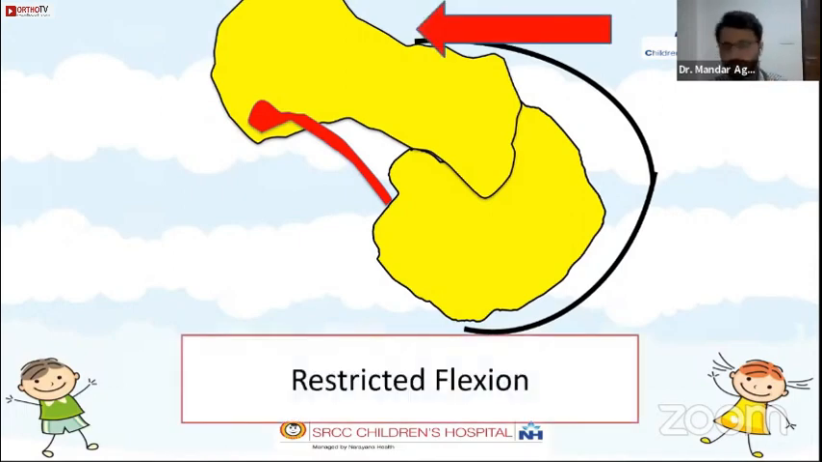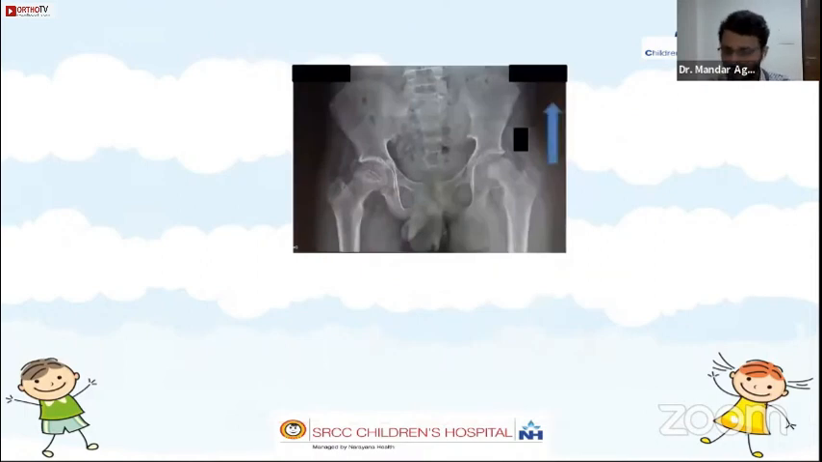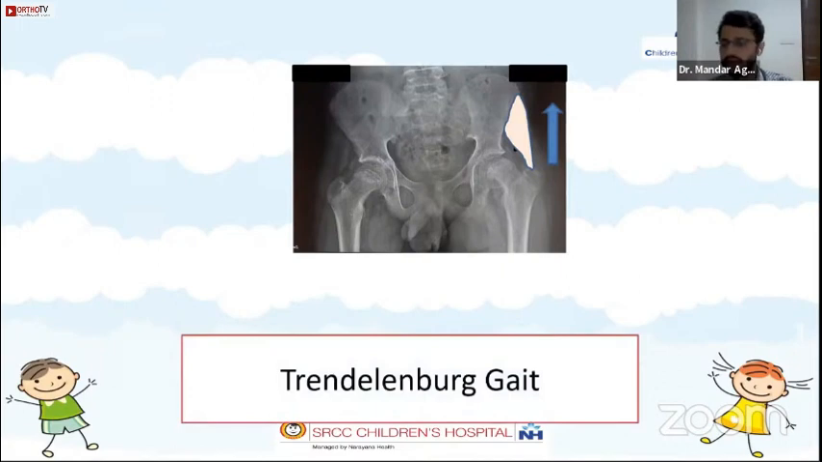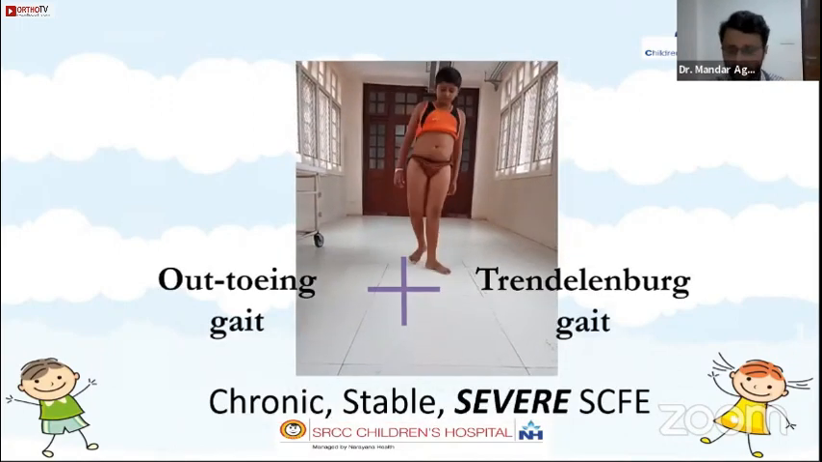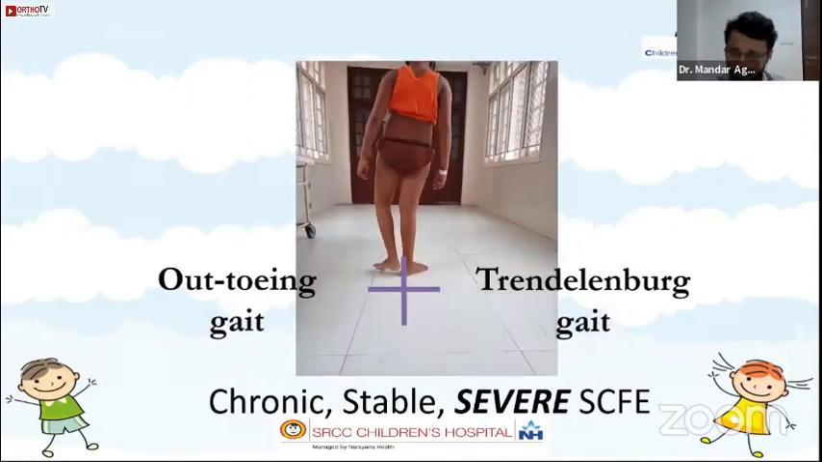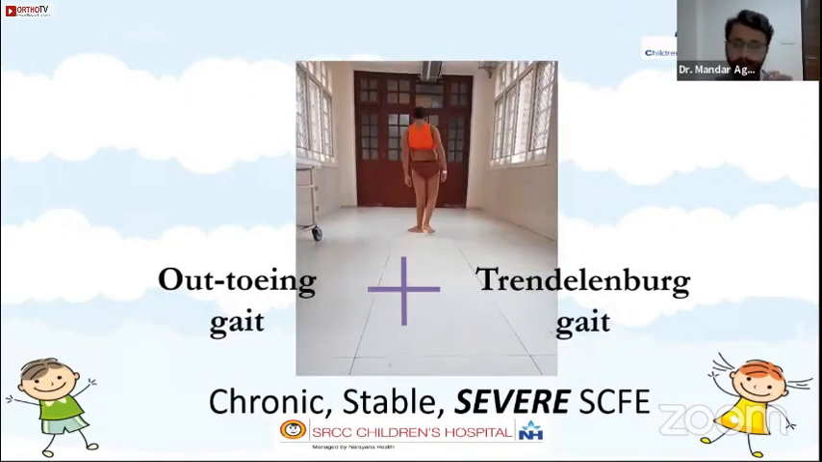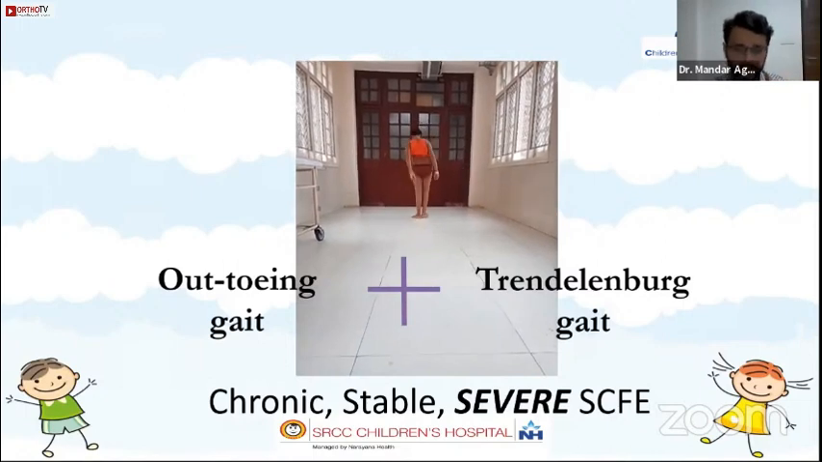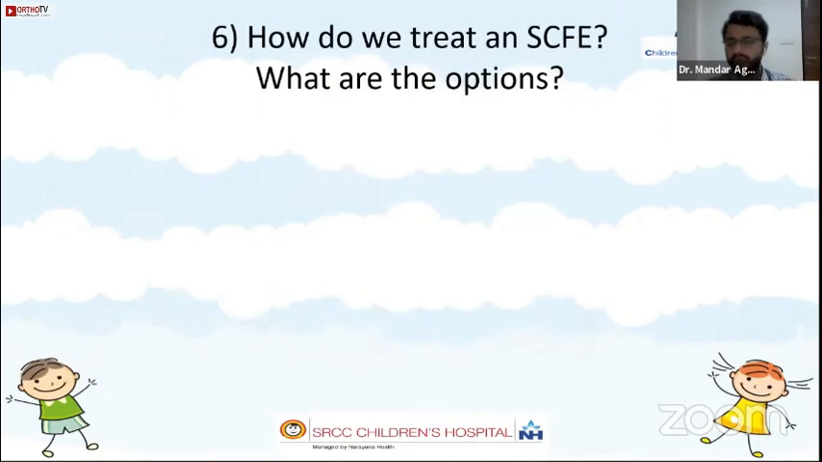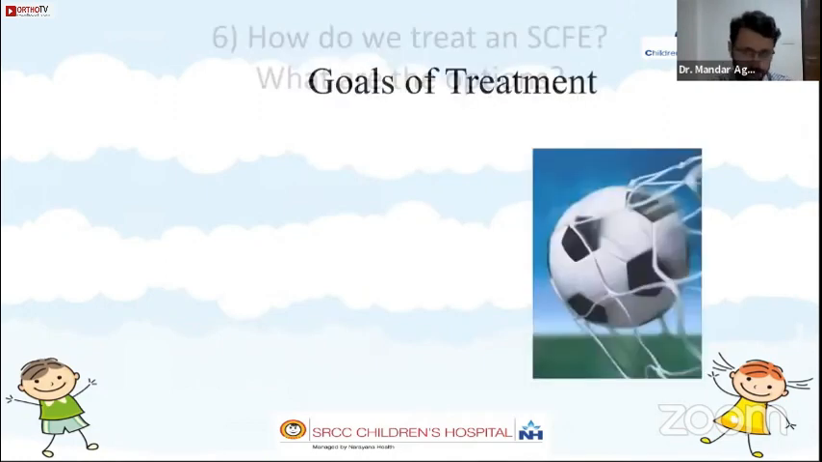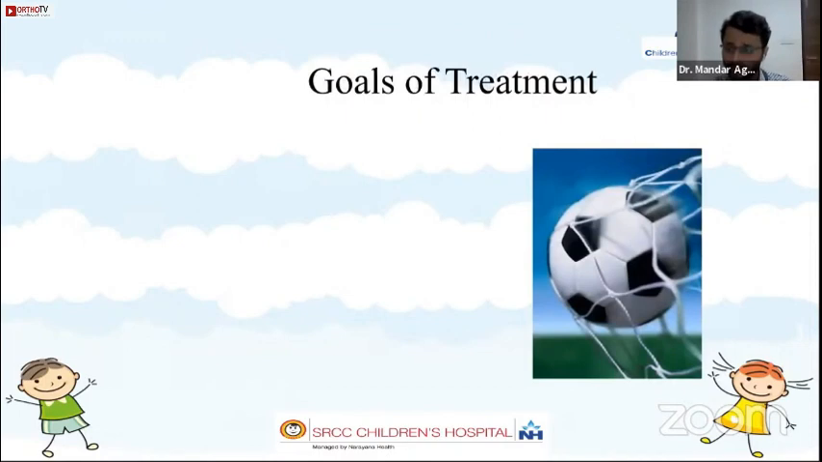This causes restricted flexion. What causes the Trendelenburg gait? There is always some amount of proximal femoral overriding or greater trochanteric overriding, which leads to shortening of the abductors, which leads to this Trendelenburg gait. Thus, this is the finding of a chronic, stable, severe slip. An unstable slip, as we know, the child is unable to bear weight, so we cannot have a gait video of an unstable slip. So how do we treat an SCFE? What are the options? For that, we should know the goals of treatment.